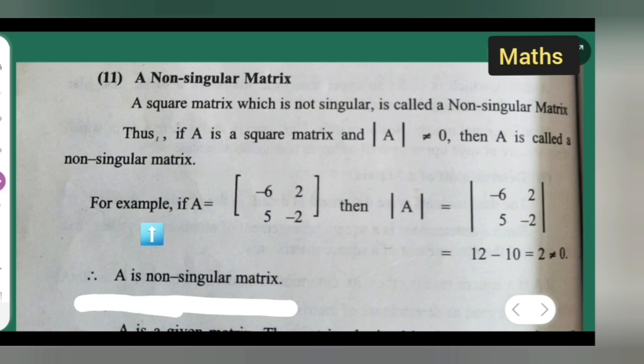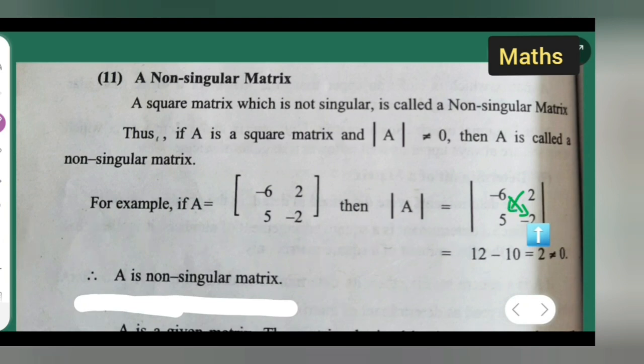So with the help of an example, let us see, if A is equal to minus 6, 2, 5 and minus 2. Now this is a matrix. Then what will be the determinant of this given matrix? The determinant of A is minus 6, 2, 5 and minus 2. When you multiply, minus 2 multiplied by minus 6 is going to give you positive, minus and minus is plus, so it will be positive 12. And 5 2s are 10. So we are just cross multiplying this.